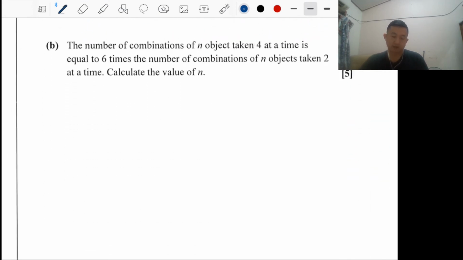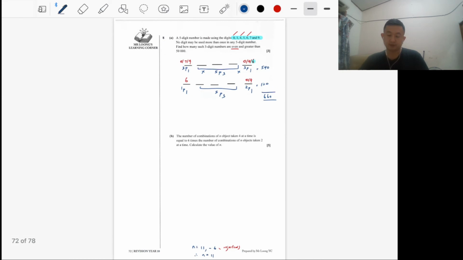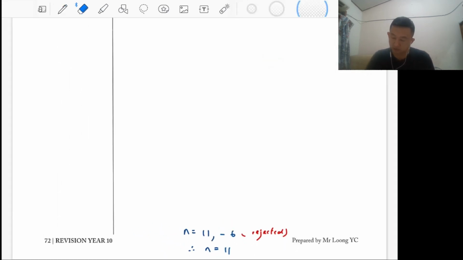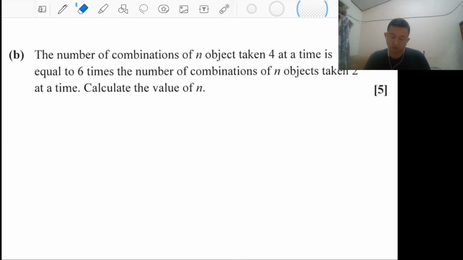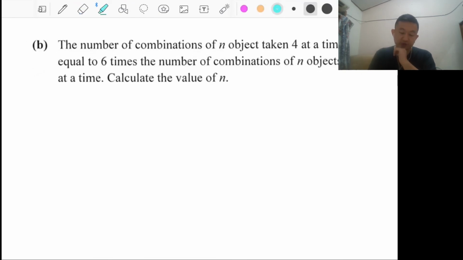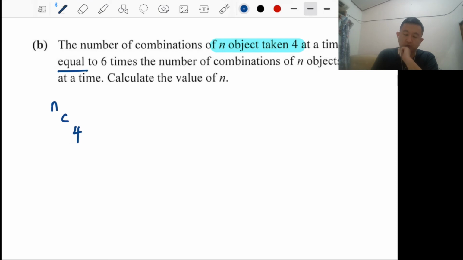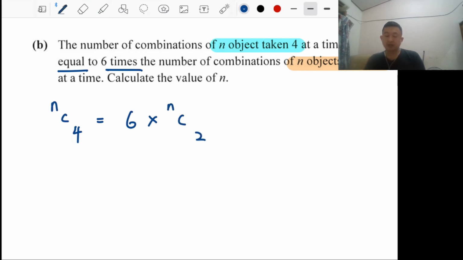Okay, all right. Is it the last question? Yeah, this is the last question. Okay, another one with a statement. Make sure you understand the number of combinations nCr. The number of combinations of n objects taken 4, meaning nC4, is equal to 6 times the number of combinations of n objects taken 2, nC2. Calculate the value of n.